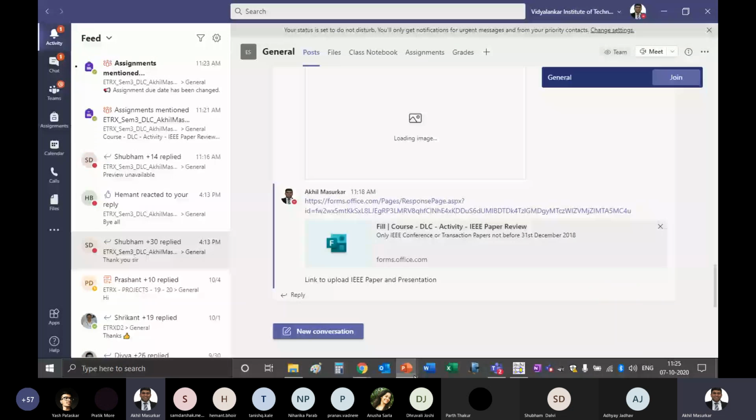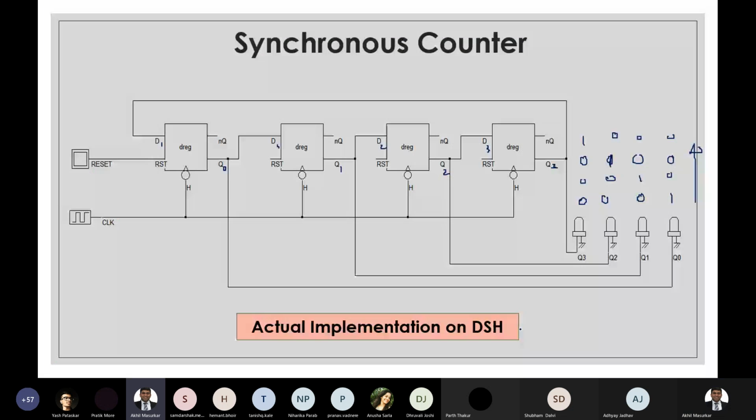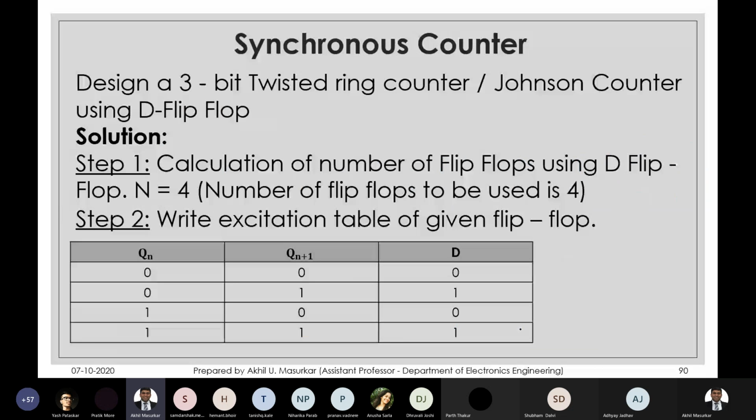Okay. So let's go ahead. Take down the next question, that is design a 3-bit twisted ring counter slash Johnson counter. Twisted ring counter is also called as Johnson counter. Sometimes they may just say Johnson's counter. It is one and the same thing, the same twisted ring counter only. Design a 3-bit. They can say 4-bit, 5-bit, 6-bit, whatever.